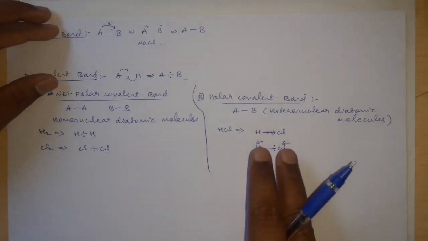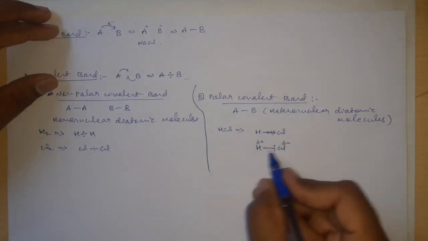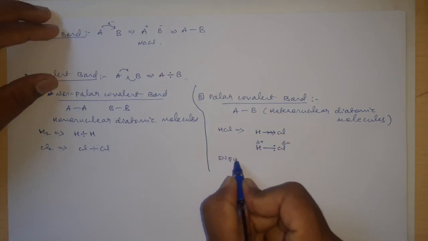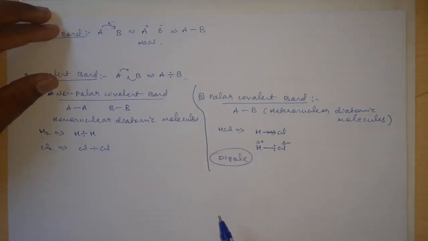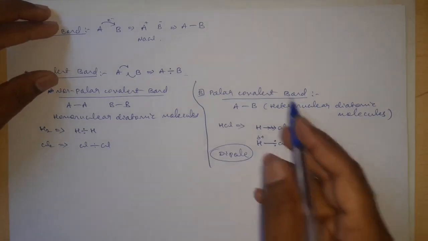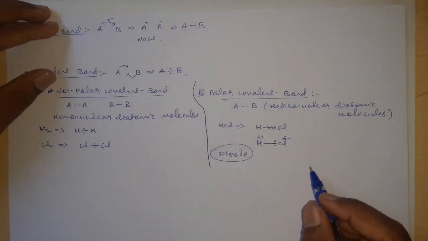Why? Here two poles are there, dipole. Okay. This is what a polar covalent bond is.